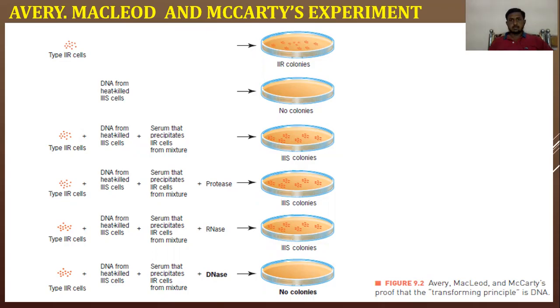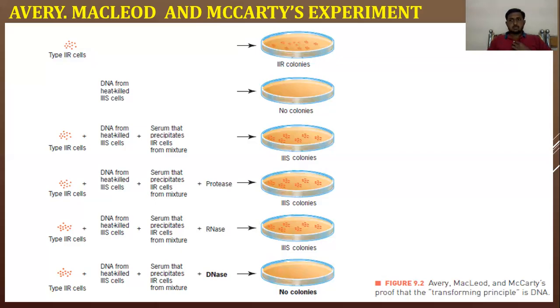In the last lecture, we discussed the experiment of Griffith, which proved that DNA is a genetic material that can be transferred from one cell to another. And we explained the experiment carried out by Griffith as proof.